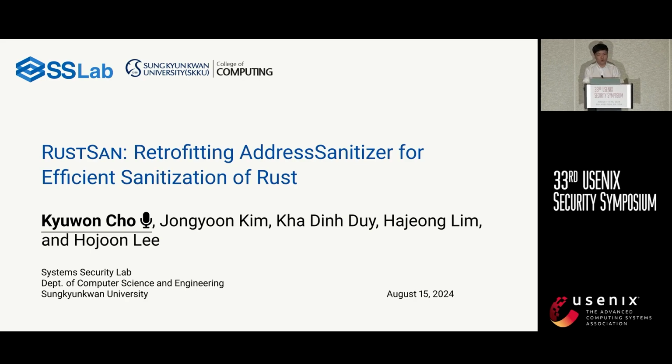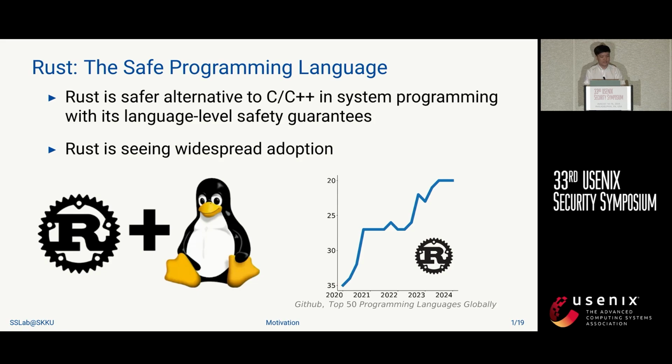I will be presenting our work called RustSan, which retrofits the address sanitizer for Rust. Rust is emerging as a safe alternative to traditional system programming languages such as C and C++. Thanks to its built-in language features such as the borrow checker and ownership system, Rust provides memory and type safety guarantees. The rise of Rust's popularity can be seen through its inclusion in the Linux kernel and GitHub unique commit trend for languages. And we expect that this trend will continue.